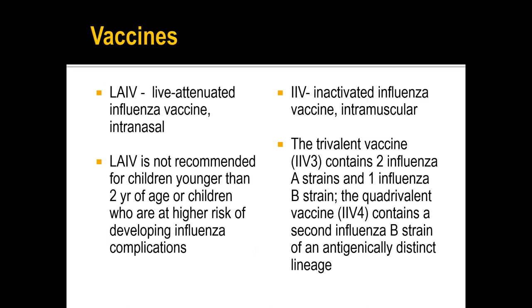So the live vaccines, as we discussed, the live attenuated vaccine, is not recommended for children less than 2 years of age, because they can develop a high risk for influenza-related complications. So it is not safe to recommend it to them. The inactivated influenza injectable vaccine, given intramuscularly, is available now as a trivalent vaccine. It contains two influenza A strains and one influenza B strain. And there is also a quadrivalent vaccine, which is called IIV4. It contains a second influenza B strain, which is of an antigenically distinct lineage.